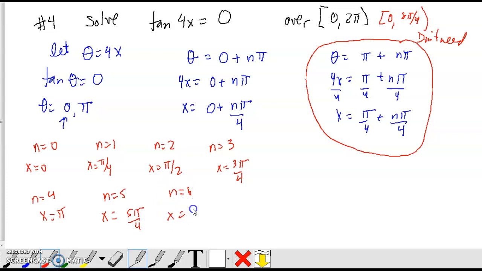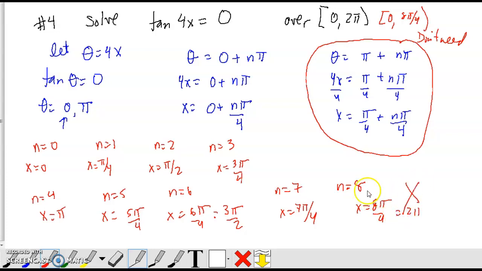Ooh, we can keep going. So 6 pi over 4, or aka 3 pi over 2. n is equal to 7, x is equal to 7 pi over 4, n is equal to 8. I'm going to get 8 pi over 4, which is 2 pi, which does not work. So I get to stop at that point right there.